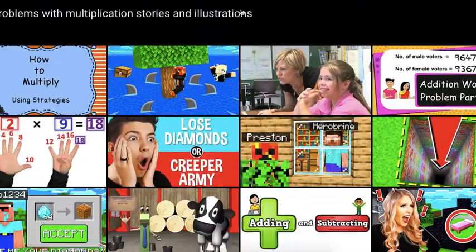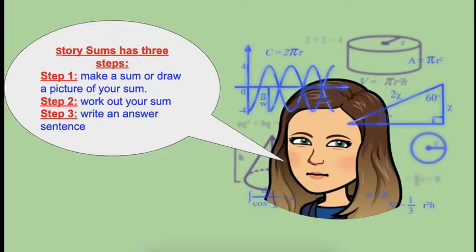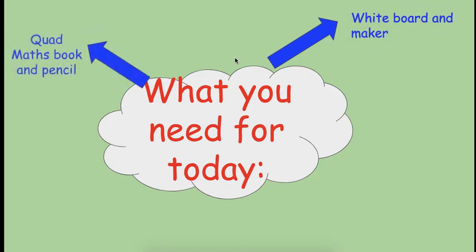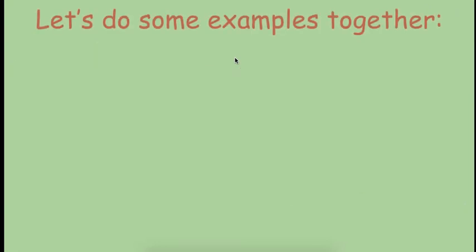Okay, boys and girls. So we've done word sums, but only with plus and minus. So this is something new to think about, using times tables in your story sums. So what you need for today is your whiteboard and a whiteboard marker, your Quad Maths book, a pencil, and your Maths Brains on. So let's do some examples together.